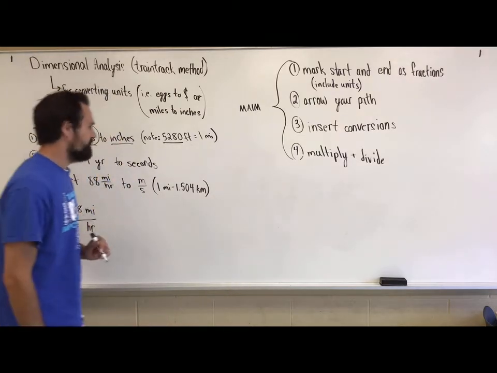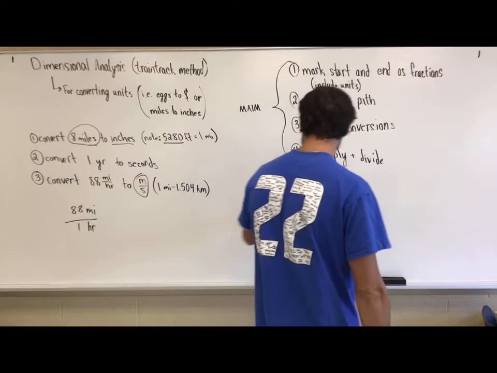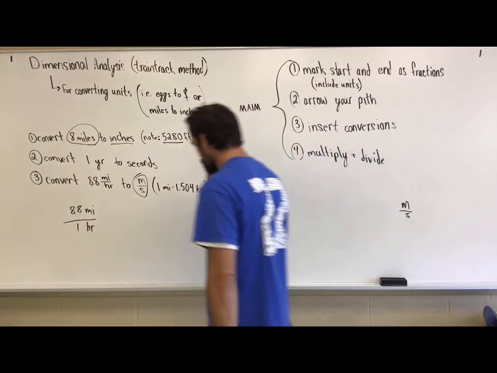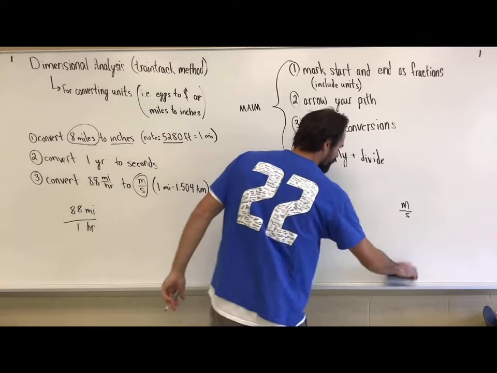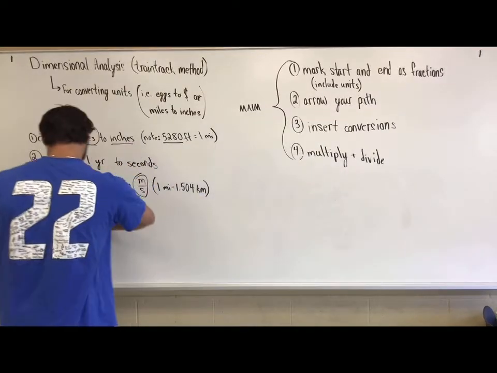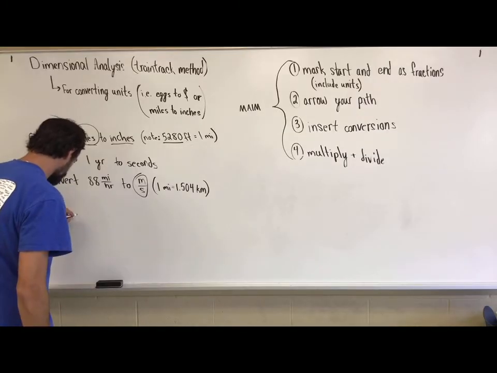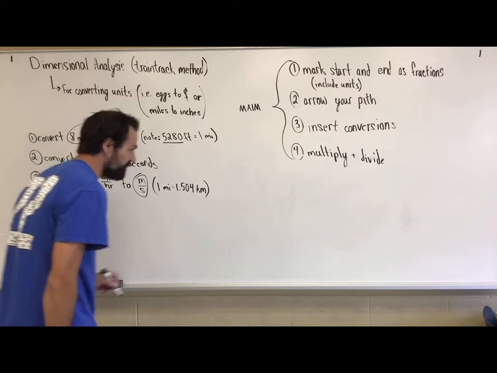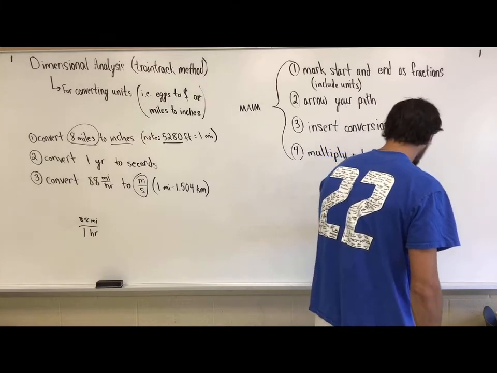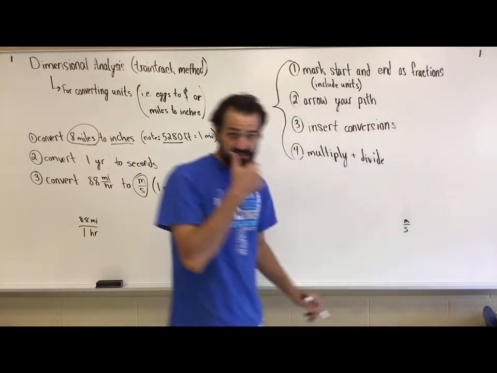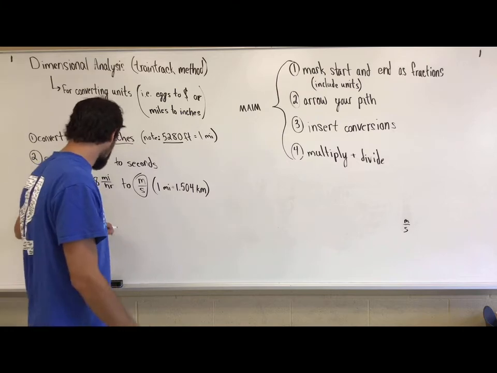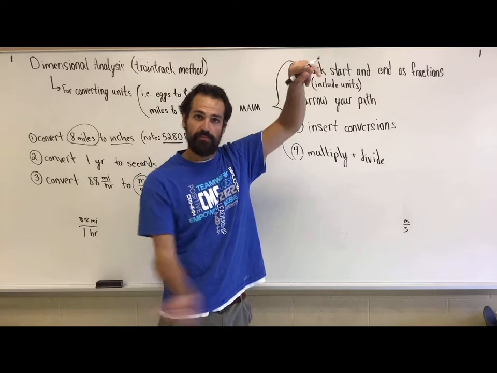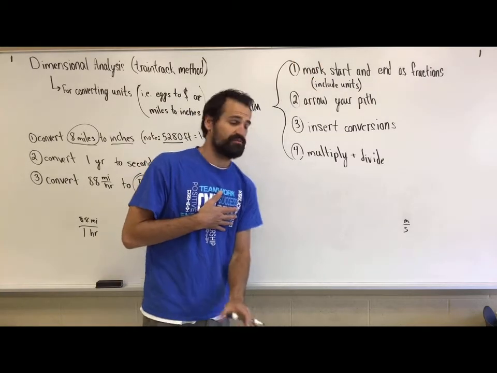So we've marked where we started, and now we need to mark where we're trying to get to. Meters per second. In fact, I should shift that down a little bit so we don't run out of room. 88 miles per 1 hour, and we're going to meters per second. The steps are going to be the same, except now that we have a fraction, we need to arrow our top path and then also arrow our bottom path. So we're just going to do things twice.